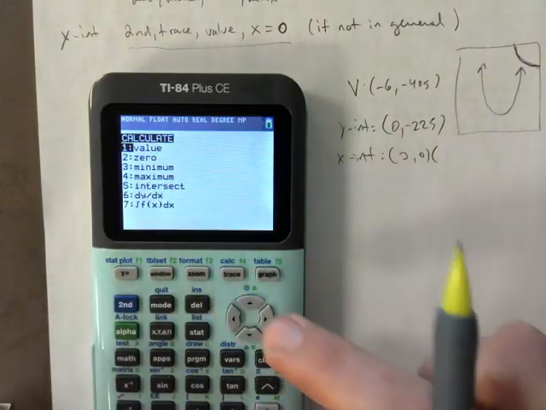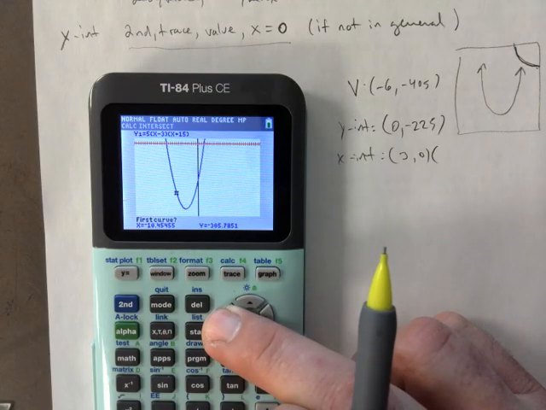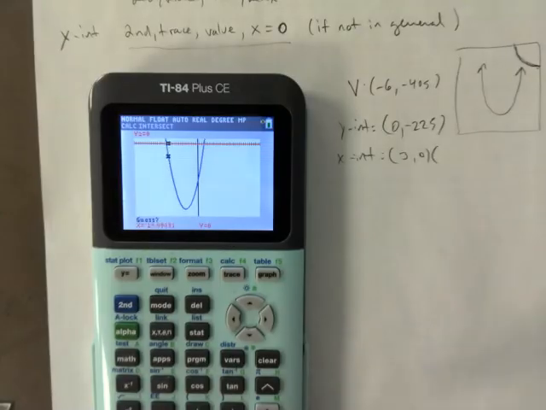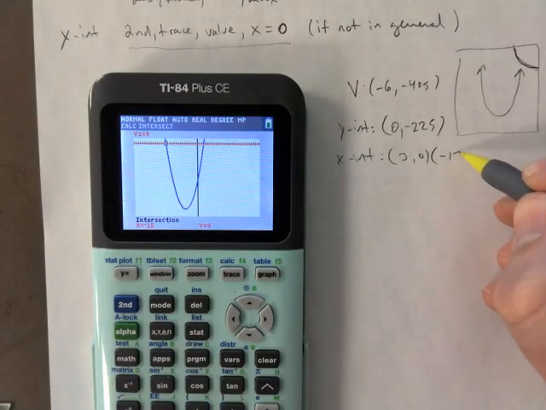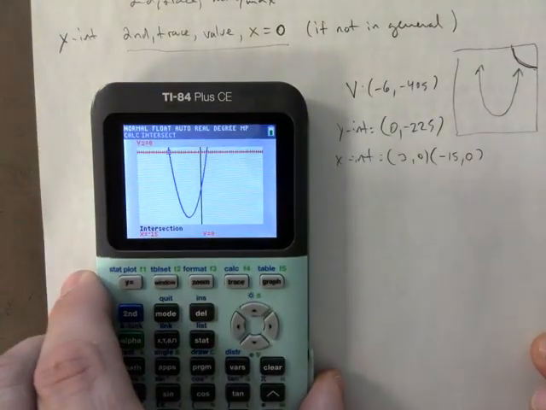Let's find the other one, second trace 5. Travel across, get closer to that one, enter, enter, enter. And that's negative 15, 0. Now I have everything I need to graph this thing.